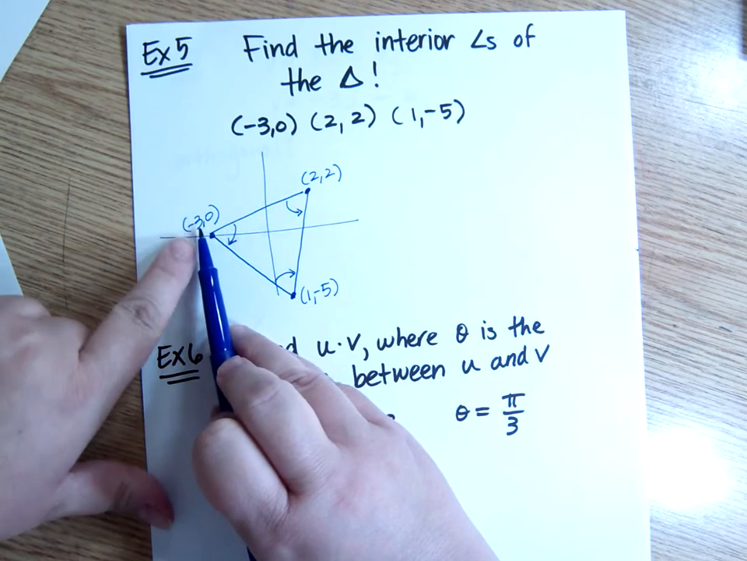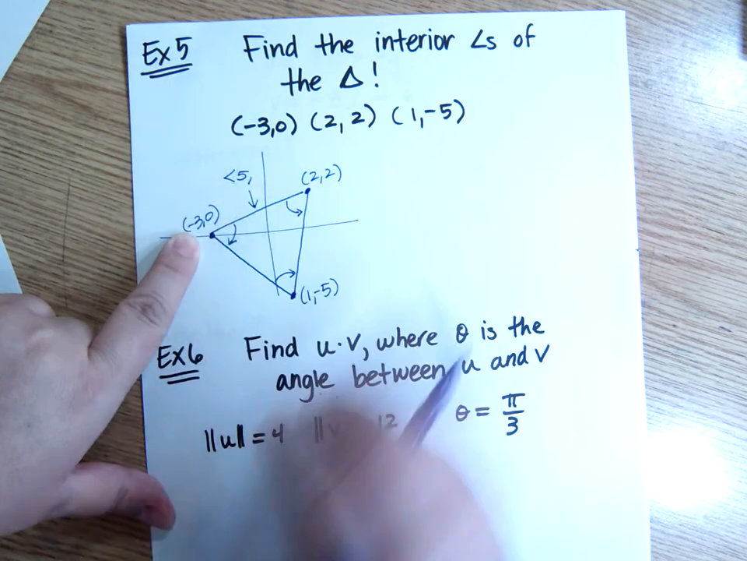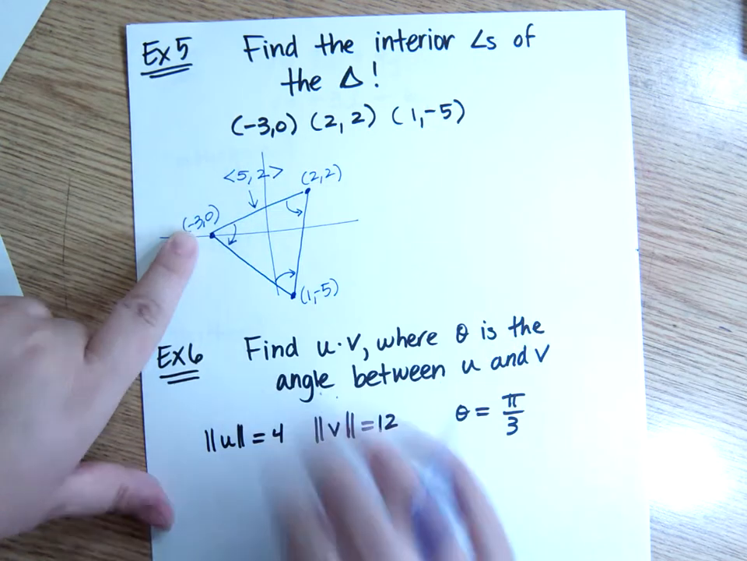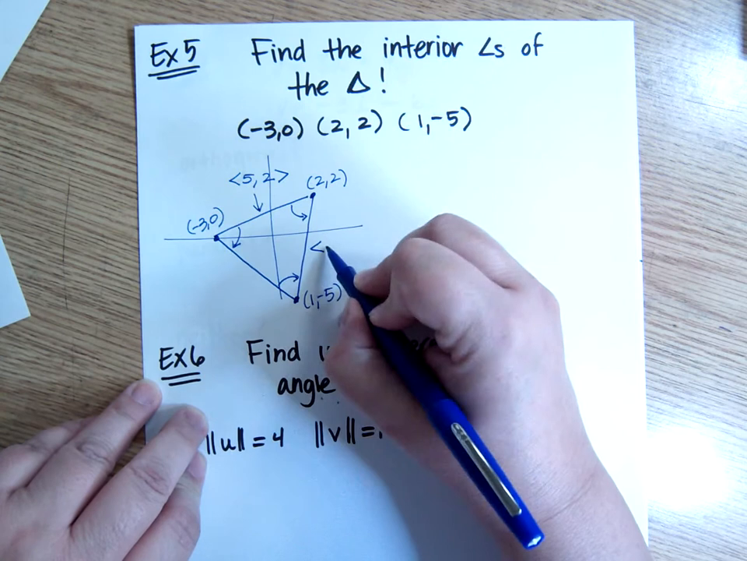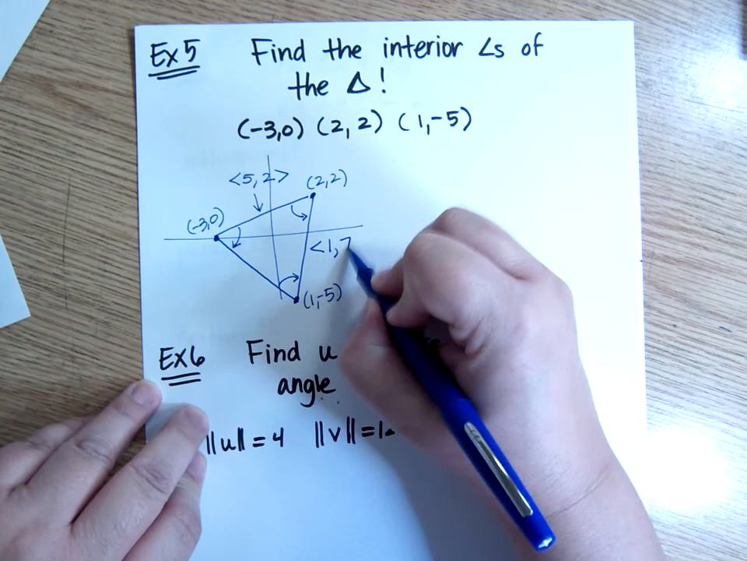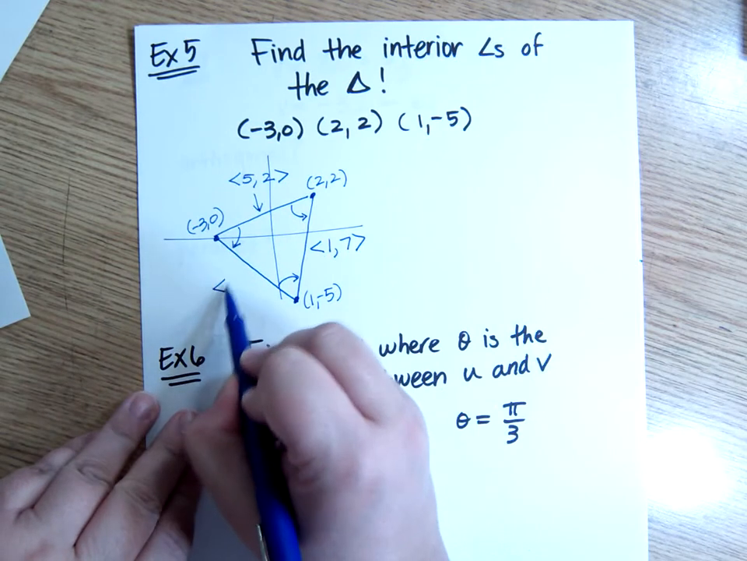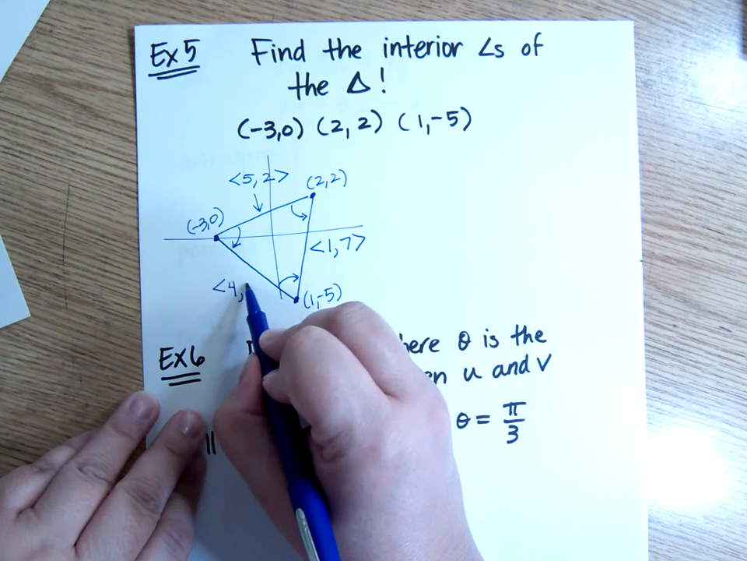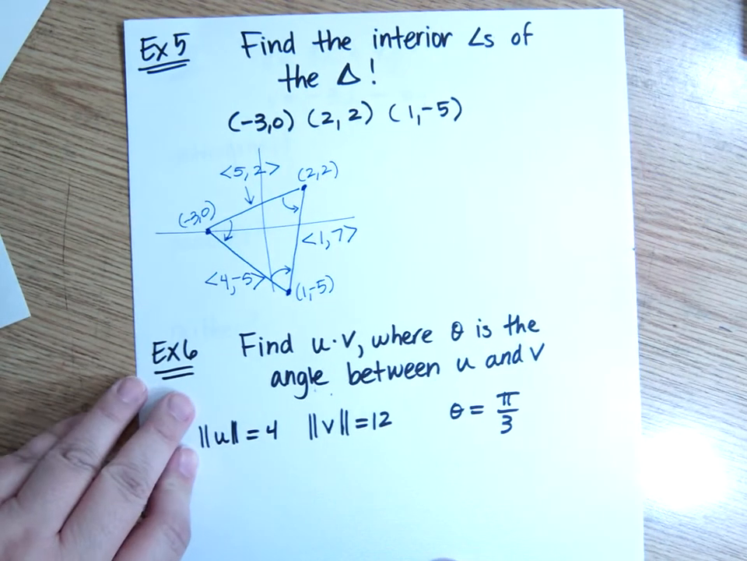So from -3 to 2, this is 5. And from 0 to 2, that's 2. Okay, this one here is from 1 to 2, that's 1. And from -5 to 2 is 7. And over here we have from -3 to 1, that's 4. And from 0 to -5, let's just do it that way, it's -5.